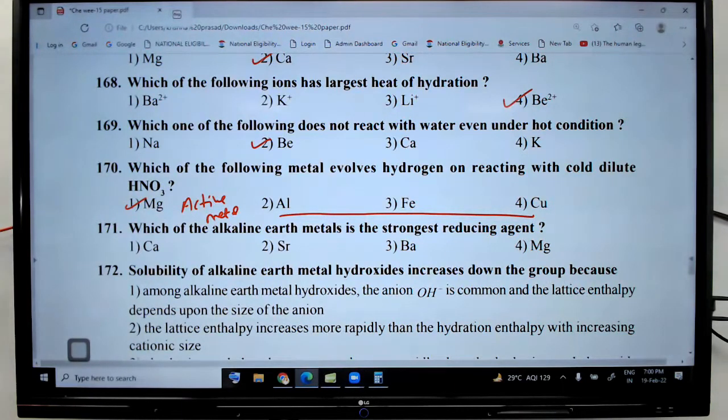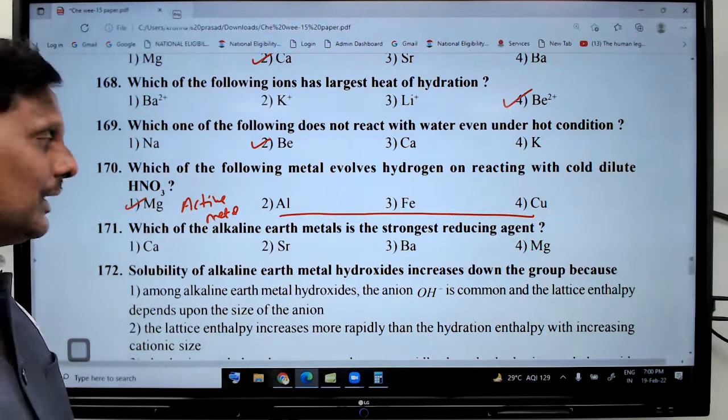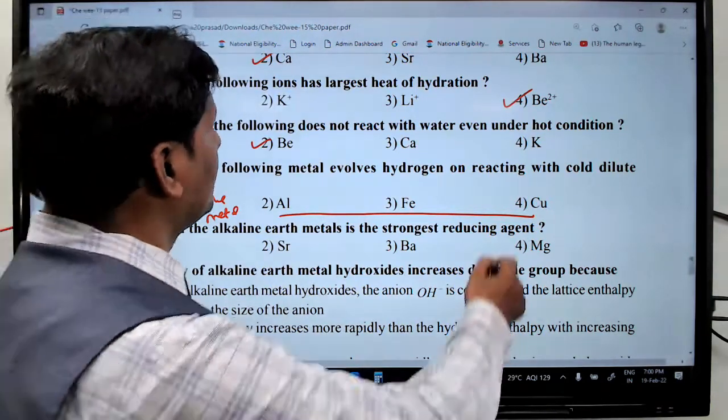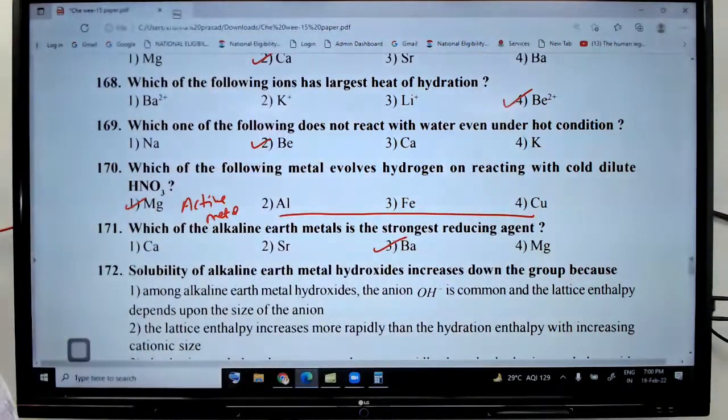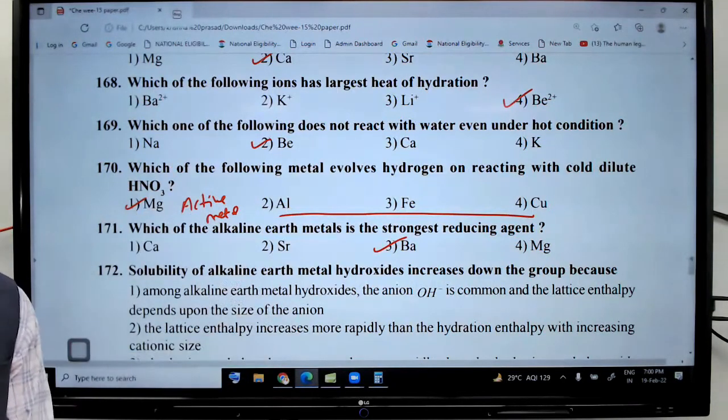Now, which of the following alkaline earth metals is the strongest reducing agent? Top to bottom reducing character increases. The strongest reducing agent is barium. Top to bottom reducing nature increases. So reducing nature is more in case of barium.